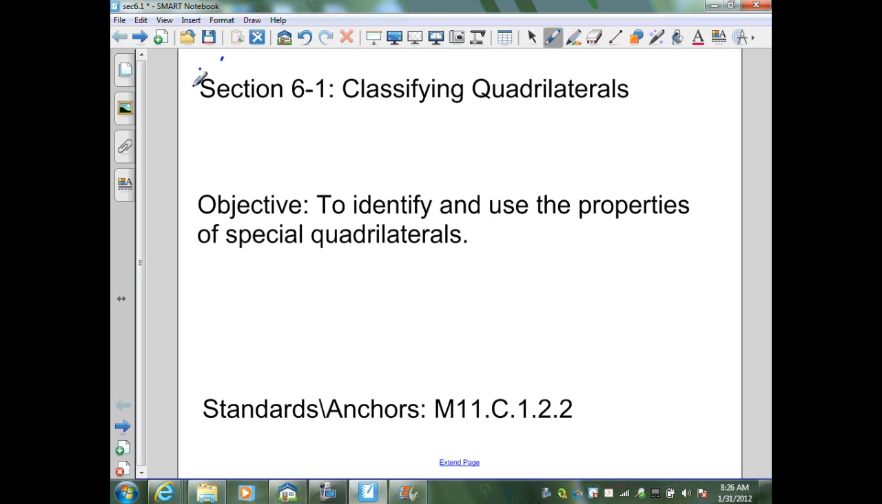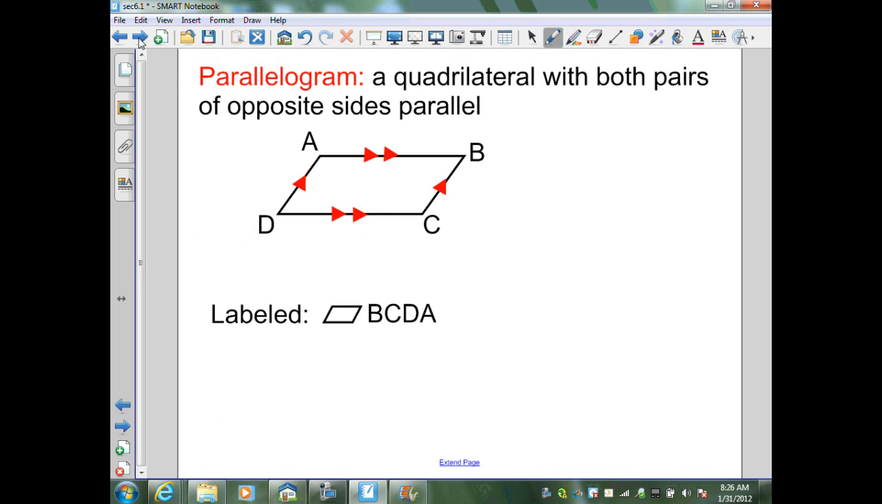Section 6.1, Classifying Quadrilaterals. Parallelogram. A parallelogram is a quadrilateral with both pairs of opposite sides being parallel. First of all, let's determine what opposite sides are.